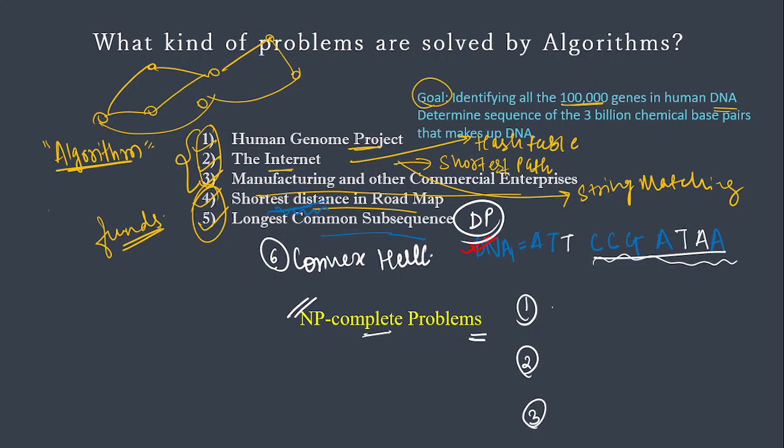To name a few NP complete problems, I'll be naming two. The first is the vertex cover problem. This is one of the NP complete problems. The second one you must have heard of, or you are going to hear it, and we're going to solve it. That is the traveling salesman problem.